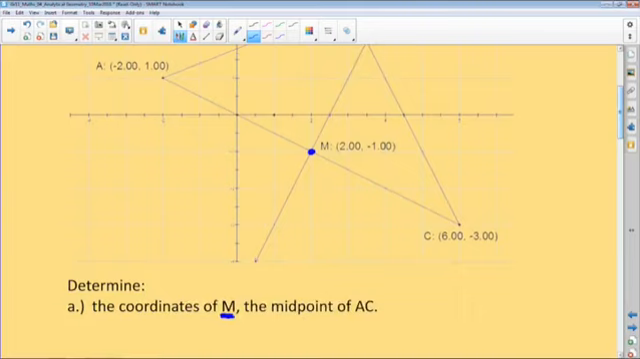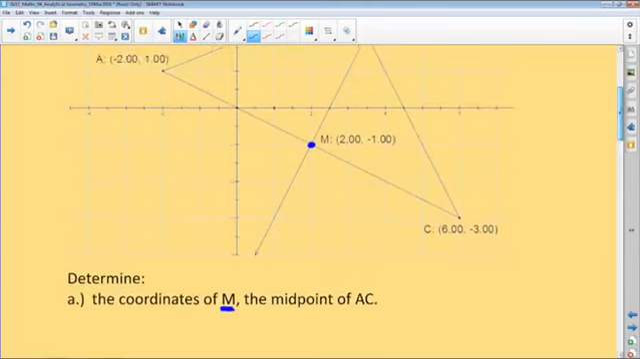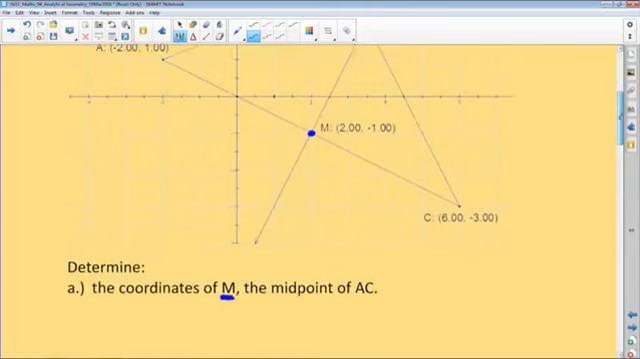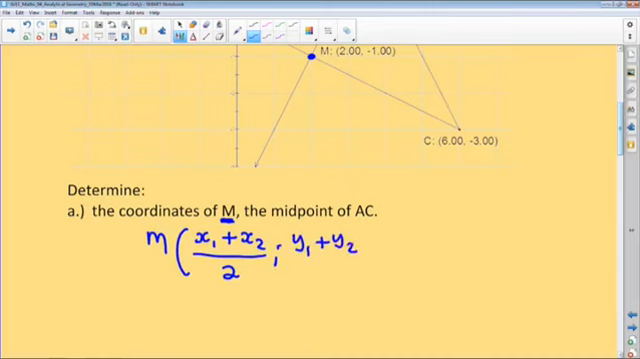Wow, this is very nice for you guys. They've worked it out for you. But let's work out what your coordinates of M can be. The midpoint of AC, we said that point is halfway through. So your midpoint M is given by X1 plus X2 divided by 2, Y1 plus Y2 all over 2.